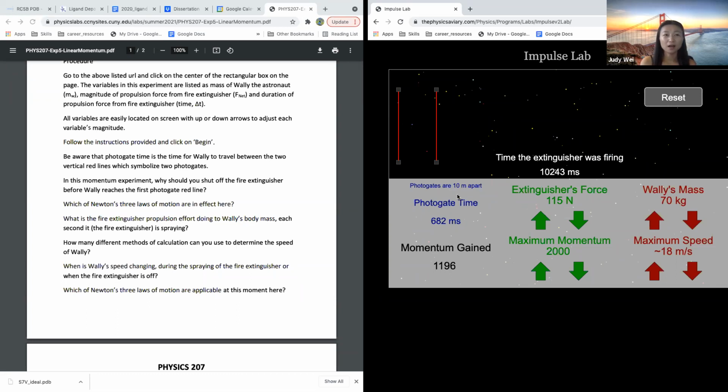And how many different methods of calculation can you use to determine the speed of Wally? So we have a lot, because we have reset. Let's do one more time. It starts accelerating and it's counting the time. Let's see from where we stop here. Okay, then pass. Let me write down something.